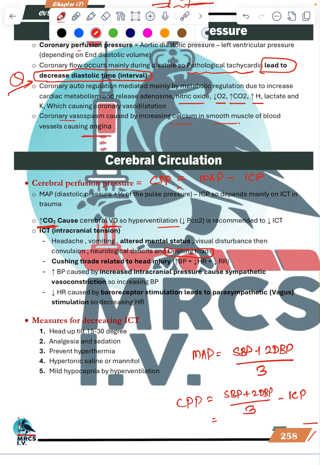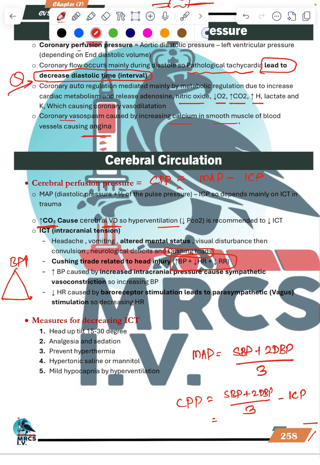So this is Cushing's triad. What happens in Cushing's triad? This leads to increased blood pressure, decreased heart rate, and decreased respiration. This is increased blood pressure, decreased heart rate, decreased respiration. Triad.